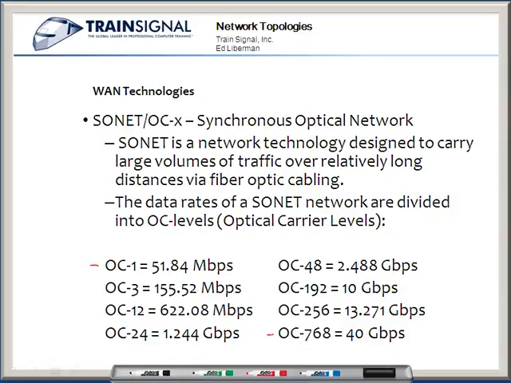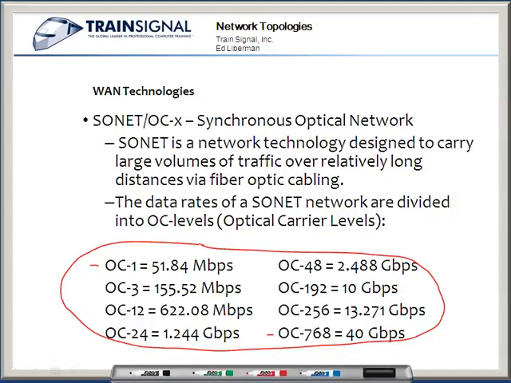Now, the one thing that I will tell you is that you don't really have to worry about memorizing a chart like this. The reason why is because all you really have to do is take OC1. So if you just know that OC1 is 51.84 megabits per second, and you just multiply it by whatever number we're talking about, like OC3 is just 51.84 times 3 to give you 155.52. So you don't have to memorize the whole chart. I just wanted you to understand that there are many different optical carrier levels involved with SONET networks.